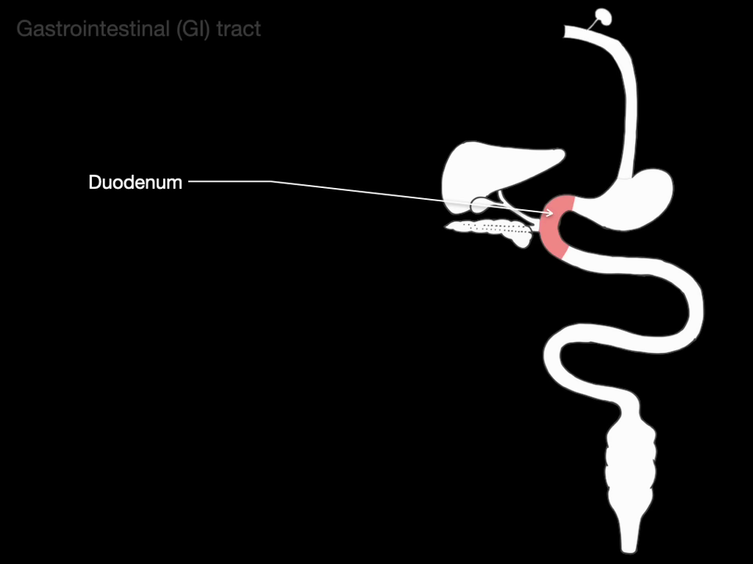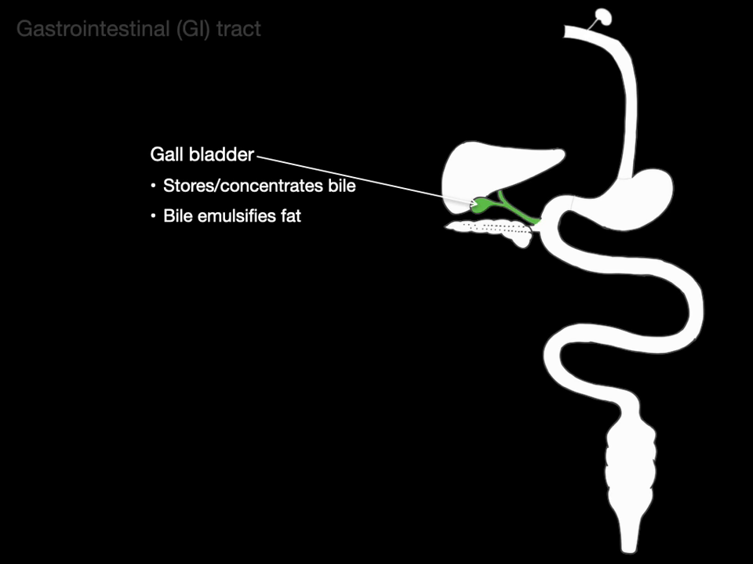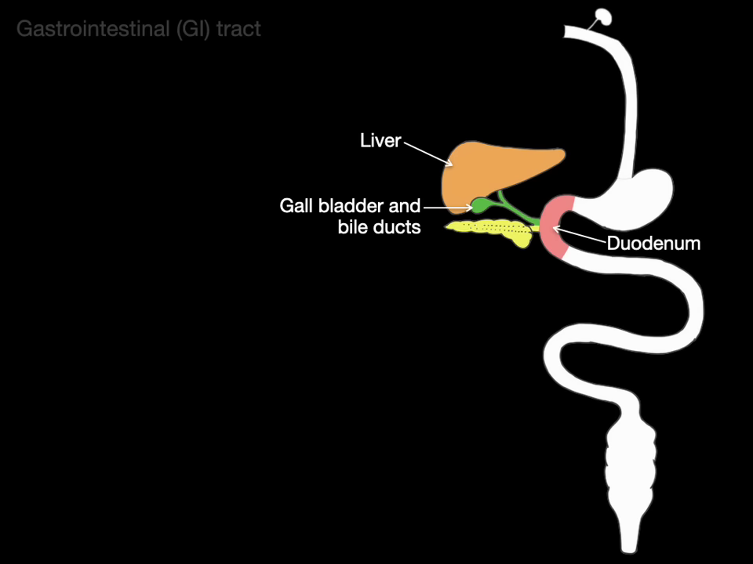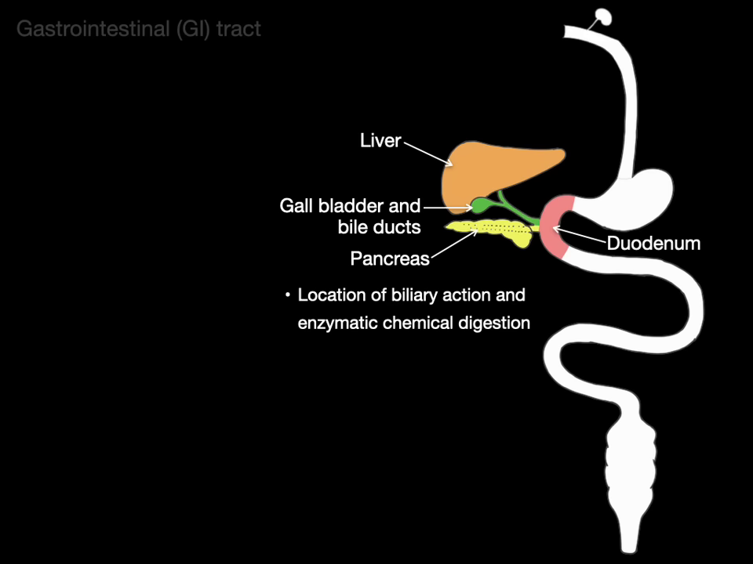This is the location of biliary action and the enzymatic chemical digestion from the pancreas. So the liver filters the blood but also produces bile, which is stored in the gallbladder and concentrated, and that's where the bile emulsifies fat. The pancreas produces and secretes digestive enzymes into the duodenum. So the liver, the gallbladder, and the pancreas all dump their products into the duodenum, which is the location of biliary action and enzymatic chemical digestion.